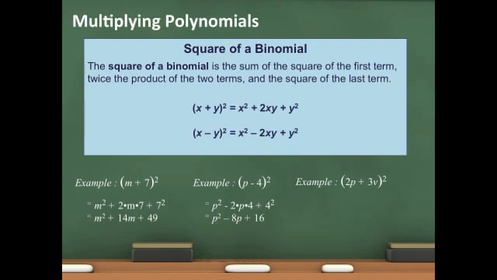In the last example, we have the binomial 2p plus 3v raised to the second power. After rewriting, we get 2p raised to the second power plus 2 times 2p times 3v plus 3v raised to the second power. After we multiply, we get 4p to the second power plus 12pv plus 9v to the second power.